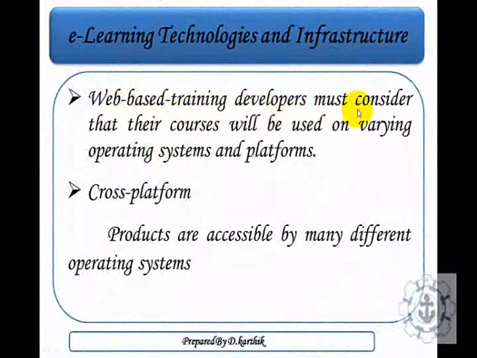Web-based training: developers must consider that their courses will be used on varying operating systems and platforms. In the case of web-based training, the developer must consider that this website or software may be executed on various operating systems and platforms. For example, someone may use Windows, some may use Mac, some may use Unix. You want to design your web-based training in such a way that it can be executed on all platforms. The product is accessible by different operating systems, so you can develop it one time and run it in any browser. All browsers and all the software should support it. It is cross platform.